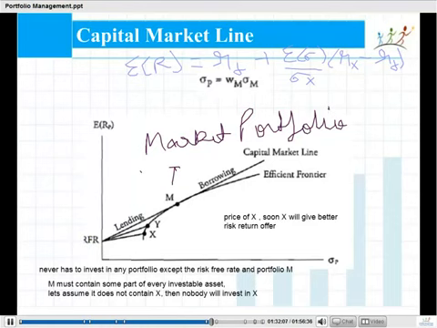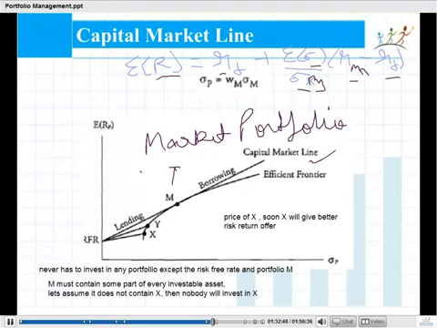So, please remember this equation well. The expected return on a portfolio is given by the risk-free rate plus the expected risk on the portfolio upon the risk of the market, into RM minus RF. We derived this equation with the help of X. We could have very well used portfolio M. The equation would have become expected return is equal to the risk-free rate plus expected risk upon sigma M into RM minus RF. This is called the capital market line.